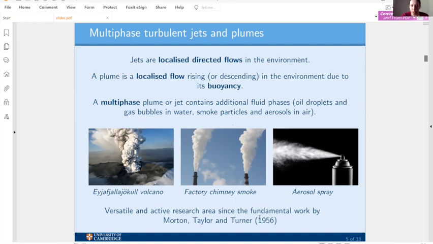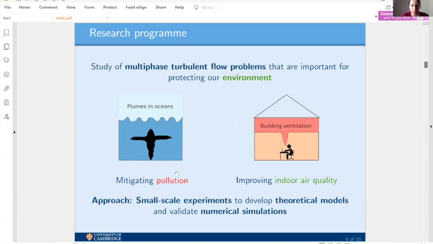Now, turbulent jets and plumes have been a very vast and active research area in fluid mechanics ever since the fundamental work by Morton, Taylor, and Turner that was published back in 1956. The research program that I'm working on has so far been driven by specific problems on multiphase turbulent jets and plumes that are important and directly relevant for protecting our environment.